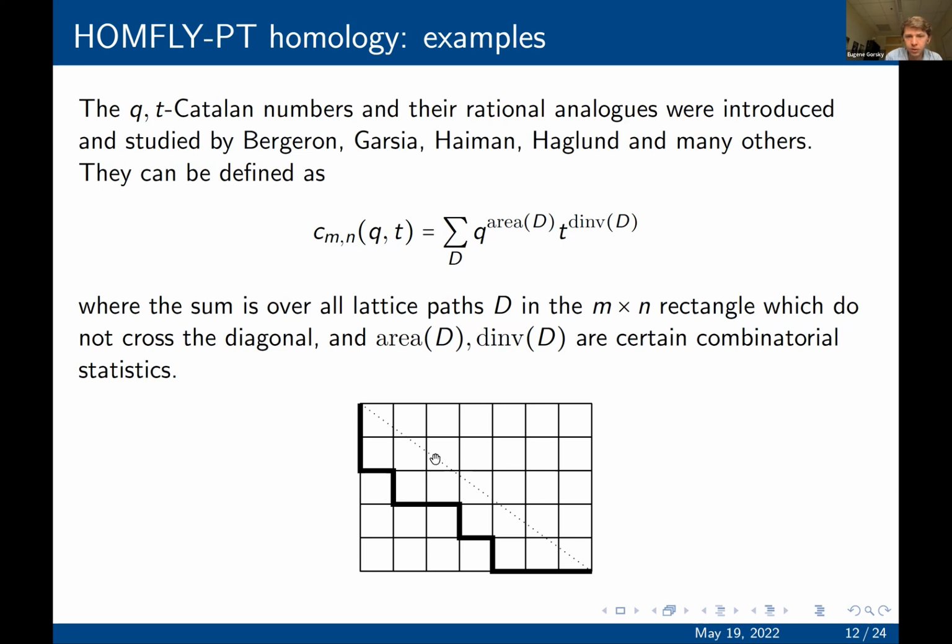If they're coprime, there are no integer points on the diagonal, and so there are nice formulas for lattice paths as well. And this QT Catalan number, you can define it as the generating function for such paths, weighted with two statistics called area and dinv. Area is, roughly speaking, the area below the path, or more precisely, the area between the path and the diagonal. And dinv is something much more complicated, but in any case, it's something very explicit. You sum over all these paths, and you get these QT Catalan numbers.